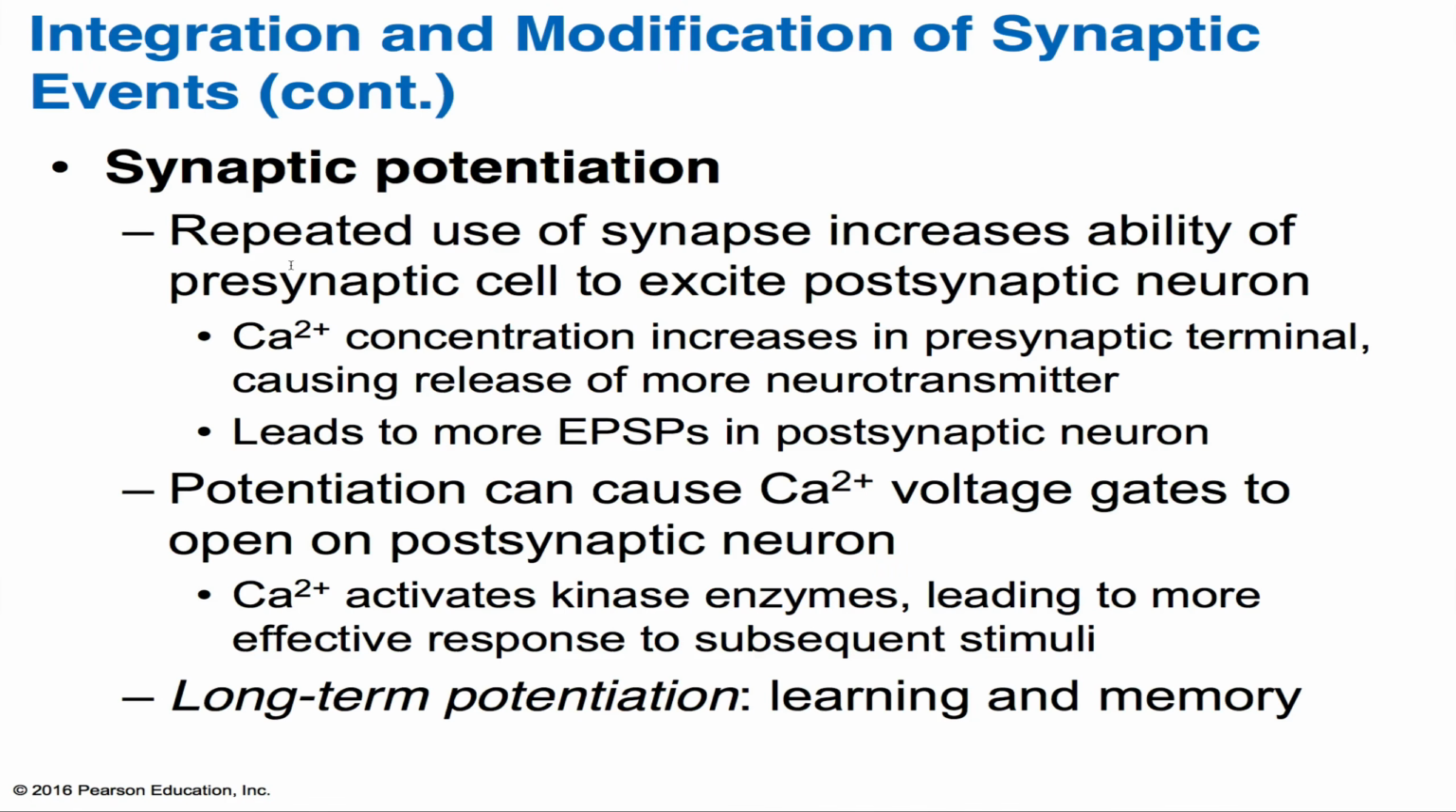Repeated or continuous use of a synapse, even for a short period of time, enhances the presynaptic neuron's ability to excite the postsynaptic neuron. This produces larger than expected postsynaptic potentials. And this is what's called synaptic potentiation.